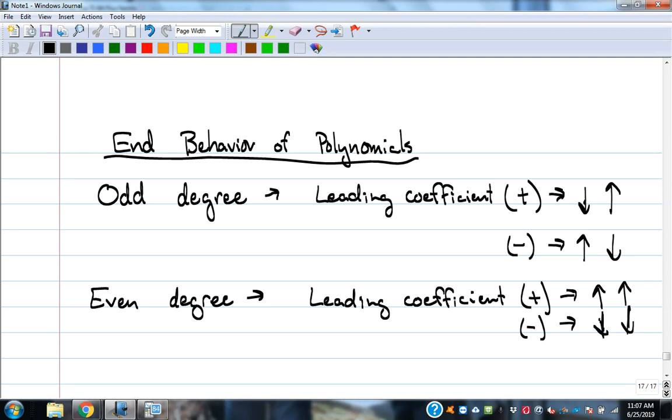You don't have to do any work to the problem. It just asks you, hey, what's the end behavior of this polynomial? You look at the degree and the leading coefficient. That's the only two things you look at. Nothing else matters. Okay? For end behavior of polynomials, that's all it takes.